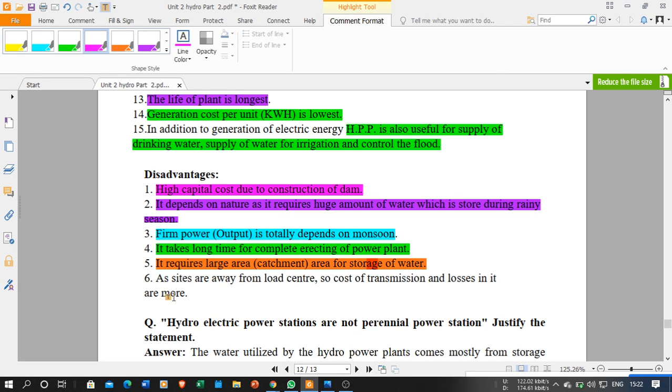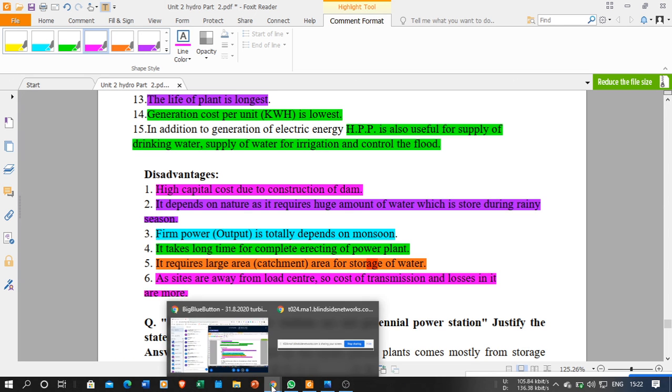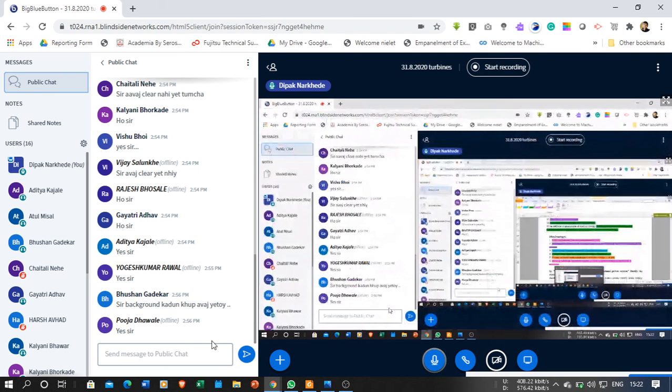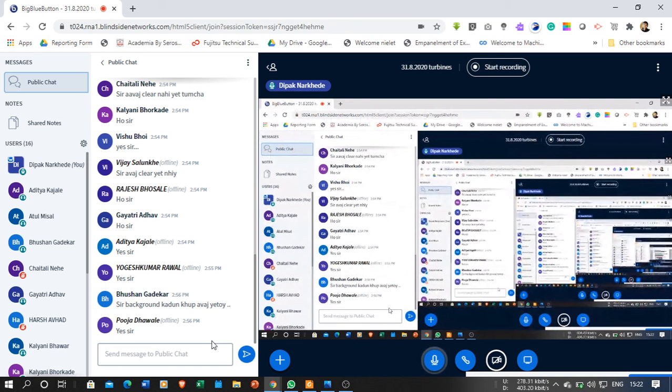This is one major disadvantage: as my power plant is located away from the load center, the cost of transmission is more. Losses are also more. Which losses? The energy transmission and distribution losses are more in this case. So this is all about your hydroelectric power plant.